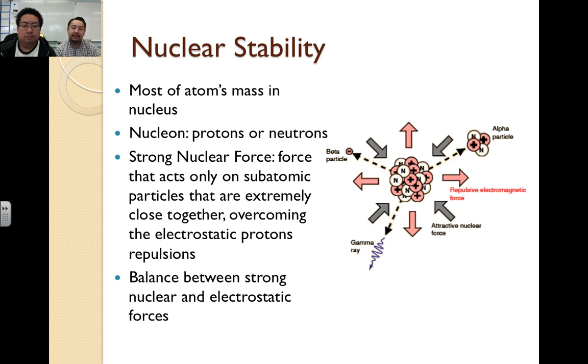Neutrons help in this in that they put a little bit of distance between the protons, and so when you have a balance between the protons and the neutrons, you can have a stable nucleus. But in a nuclear reaction, this tends to fall apart. Correct.